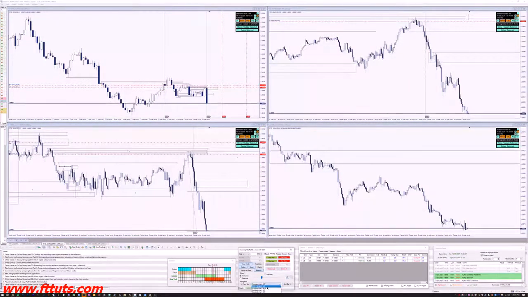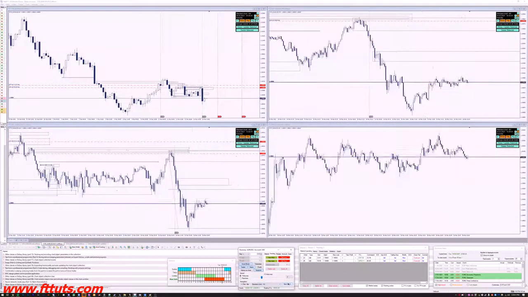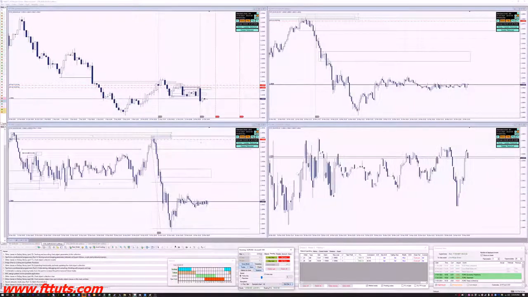So let's zoom in. Let's see. I'm going to skip to the next day. So we're kind of late in session now. And there you go, that ended up being the high.